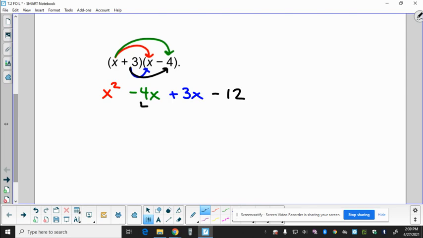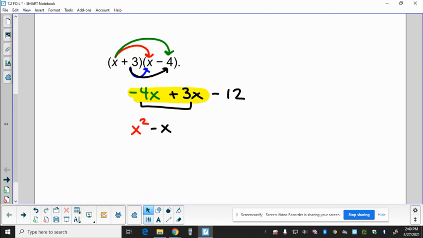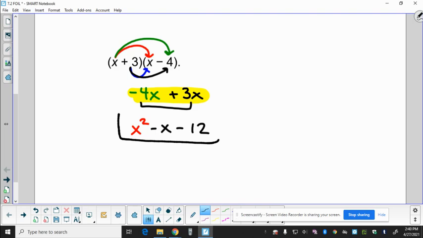Okay, now we can probably put together these two terms, right? So if we look at that carefully, those are like terms, and that answer would be negative 1x. Drop down this and this. Final answer. That's the FOIL method.